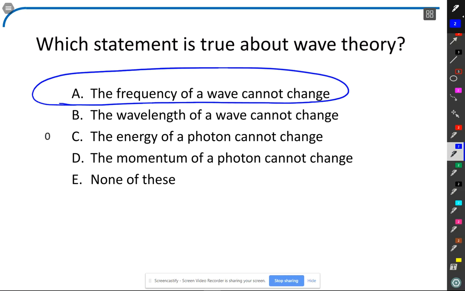So one of our rules for waves is the frequency cannot change. The wavelength can change as you go into a different medium. The direction can change, you refract it, reflect it. But the frequency can't change.